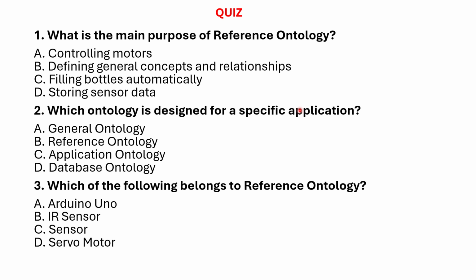Then the second question is, which ontology is designed for a specific application? Specific application, in the sense that, is used for an application ontology. Application ontology is basically used for making it for a specific application. Then third is, which one of the following belongs to the reference ontology? In reference ontology, we have to give a reference name, not a specific name, right? So the answer is C, sensor.